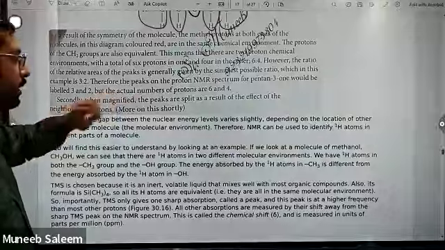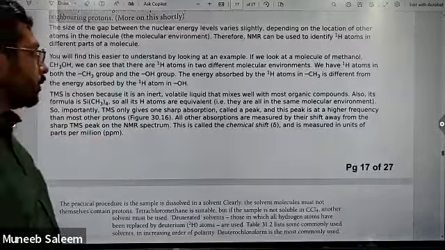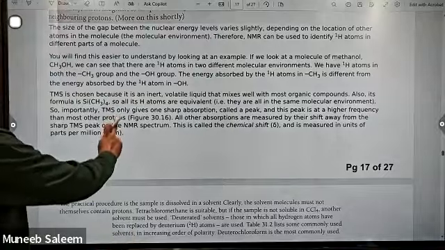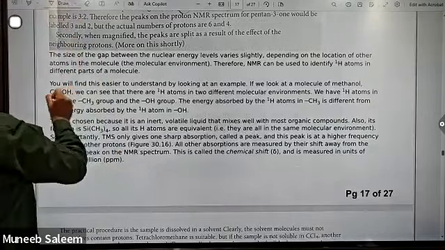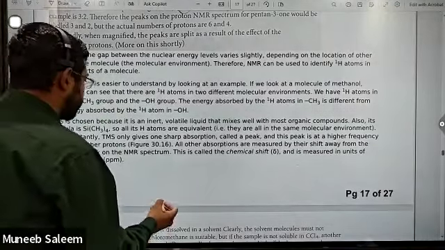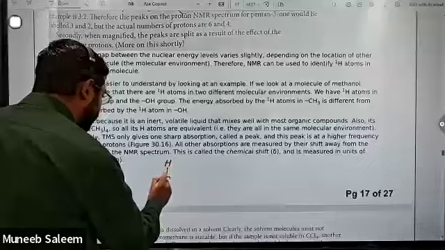So I have already explained all of this. You will find this easier to understand by looking at an example. If you look at the molecule methanol, now there is another example, which is methanol. It contains 4 hydrogen atoms. I will draw its structure. The structure is like this.